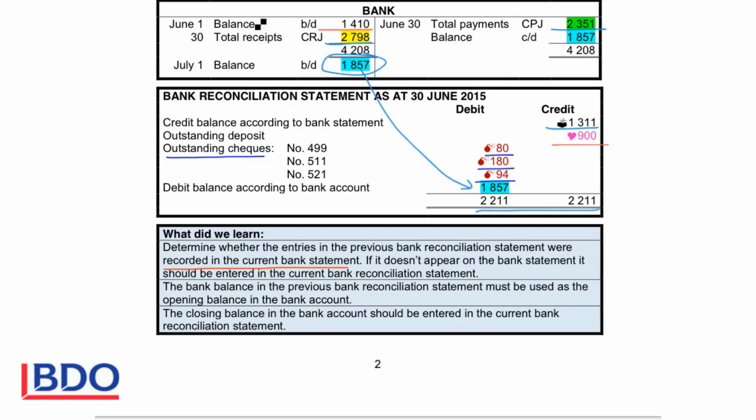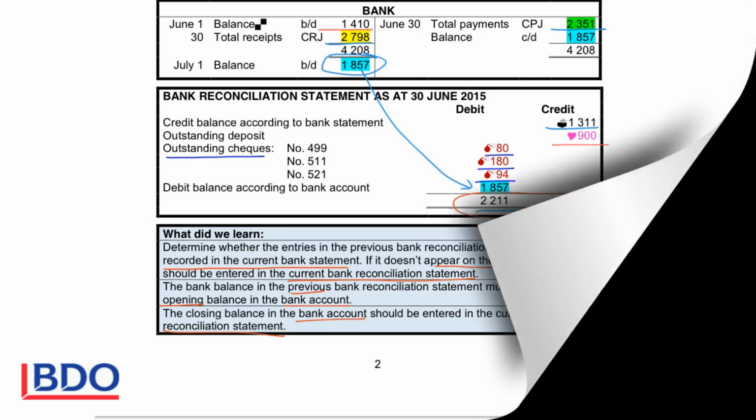If there are any entries that still don't appear on the bank statement, then we have to show them again on the current bank reconciliation statement, because then the bank will do this entry in the future. The bank balance in the previous bank reconciliation must be used as an opening balance in the bank account. The closing balance in the bank account should be entered in the current bank reconciliation statement so that we can determine whether those two balances are equal.